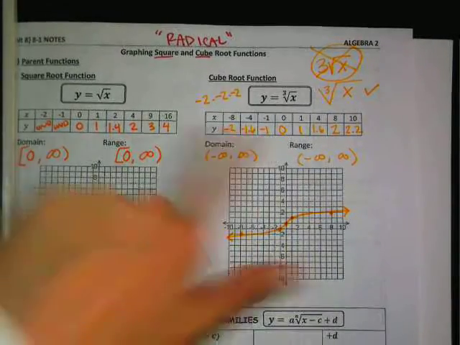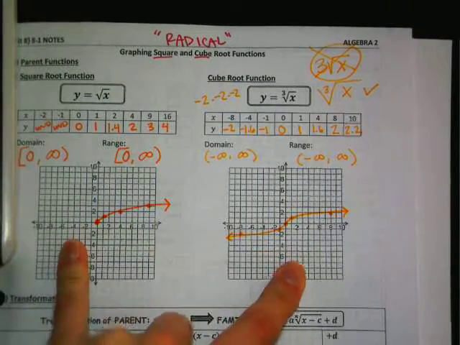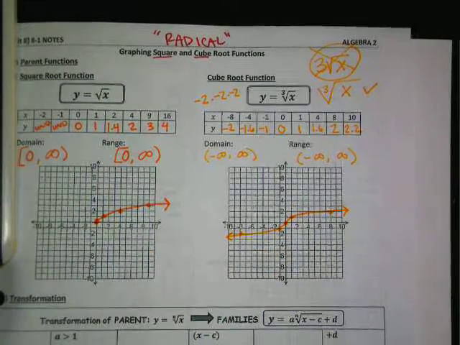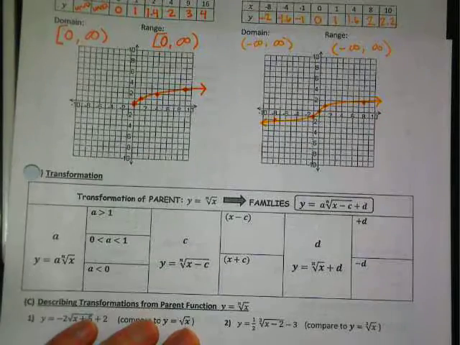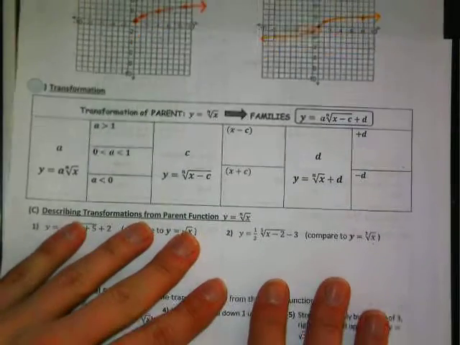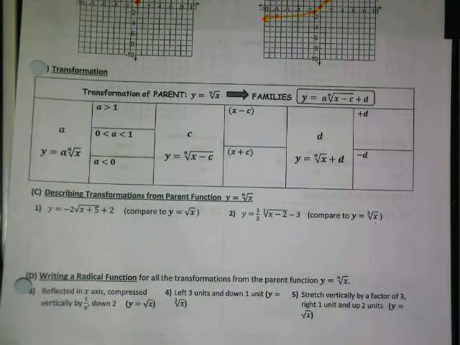All right, so are we good with the 2 parent functions, square root, cube root? We're going to talk more about graphing them tomorrow. Wait, no. We're going to do the transformations today. So all that's left today is to go over those transformations. It should be pretty much a review, though, because we did these transformations with absolute values and with quadratics.